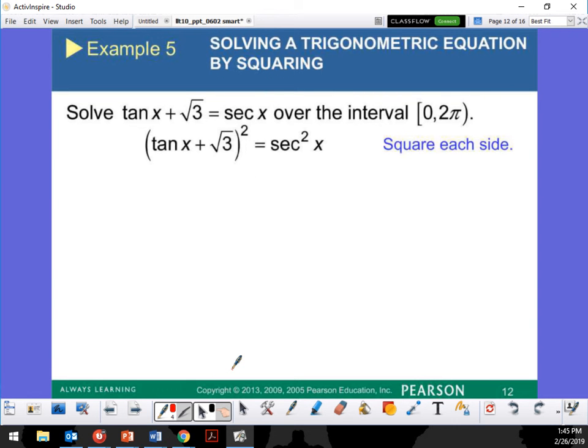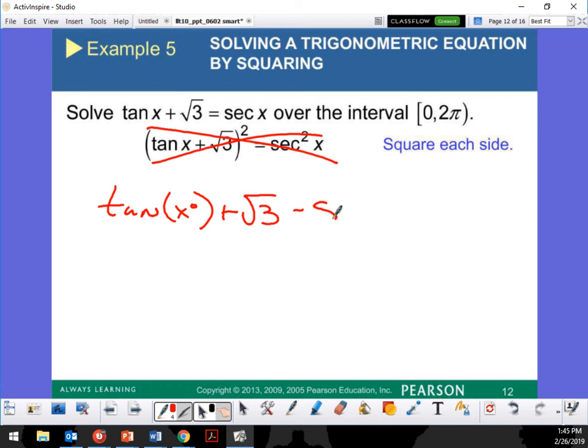Now, here's another problem. This one right here. Before I can do this problem, what do I got to do first? Make it equal. Okay, let's do that. So you just need to move the secant over? Yep. So you do minus secant. All right.